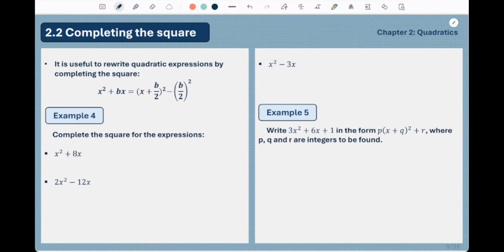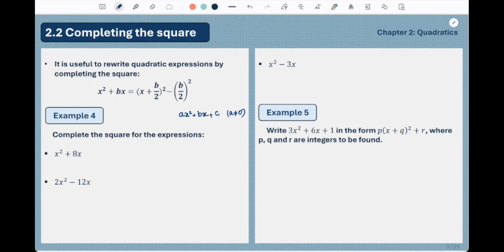Sometimes it's useful to rewrite quadratic expressions by completing the square. Again, a quadratic expression is anything that's written in the following form: ax squared plus bx plus c, where a is different from zero. Perfect. So let's learn how to use this technique by applying the formula over here onto examples.